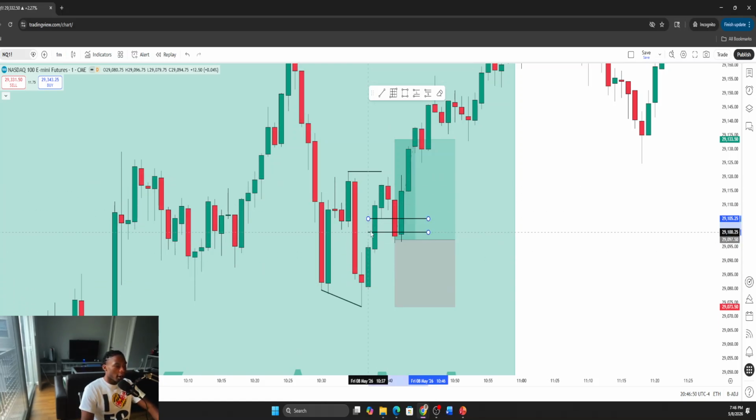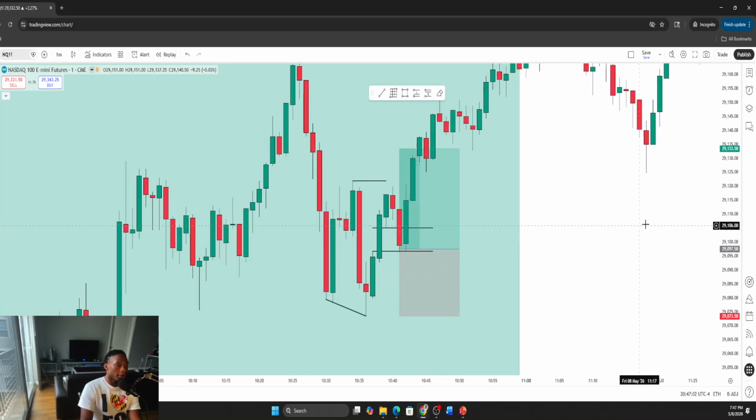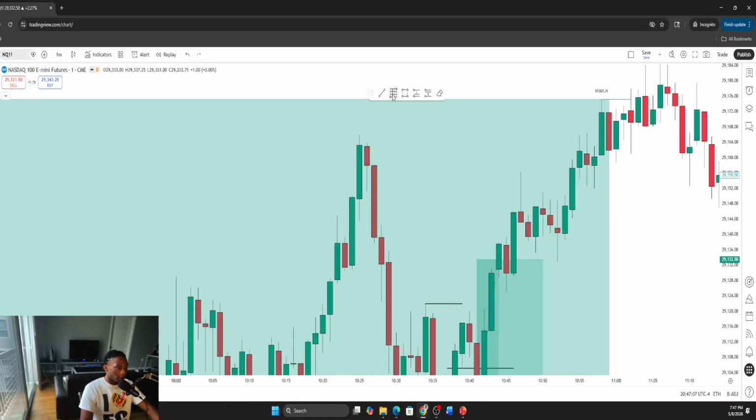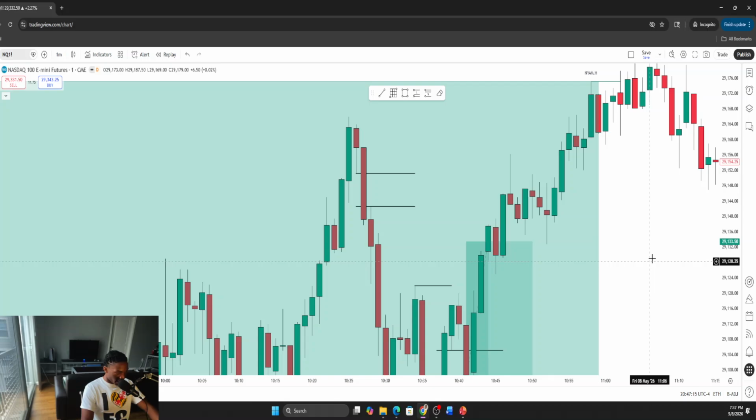So to mark out our fair value gap, in a bullish scenario, it's from the wick of the first candle to the bottom wick of the third candle, and the inefficiency or space around our second candle is our fair value gap. And in a bearish situation, in a sell situation, it's the wick of the first candle to the top wick of the third candle, and the space around our second candle will be our fair value gap in the bearish direction.